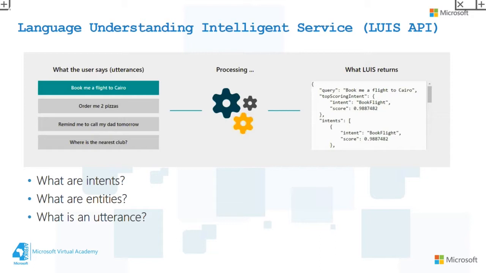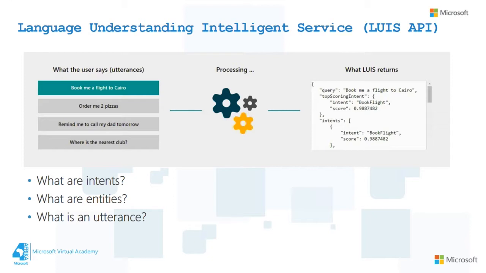But what about the utterance? The utterance mainly represents an example of the user query or command that the application is expected to receive. For example, we have here on the screen 4 utterances: book me a flight to Cairo, order me 2 pizzas, remind me to call my dad tomorrow, where is the nearest club. All of them are utterances where each one contains an intent and entities. For the second utterance, order me 2 pizzas, order is the intent and pizzas is an entity as well.